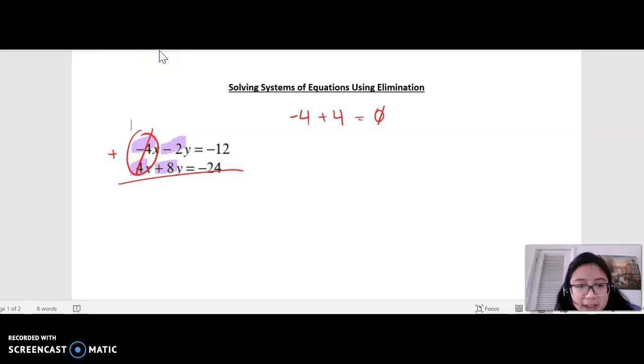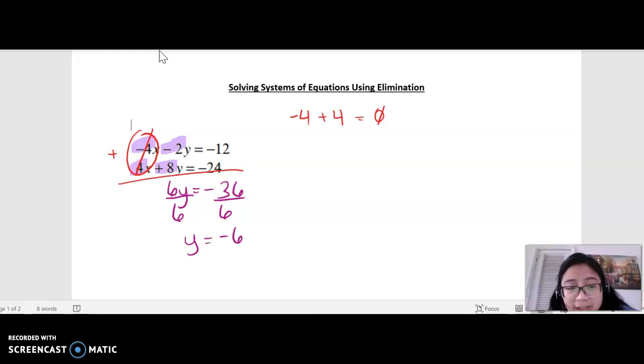So if I did negative 2y plus 8y, this is just going to wind me up with just a 6y. If I did negative 12 plus a negative 24, that gives me a negative 36. Now, when you want to get the variable by itself, you can go ahead and just divide. So you're going to end up with y is equal to negative 6. That's because negative divided by a positive gives you a negative. All right, so let's keep going.